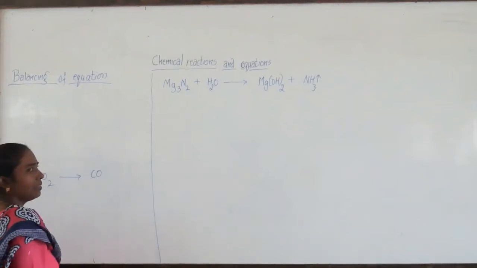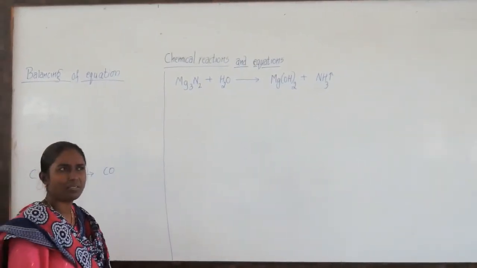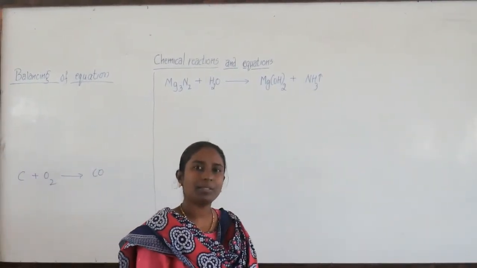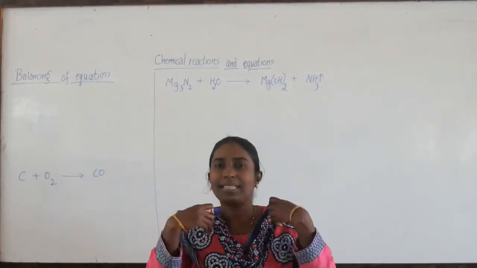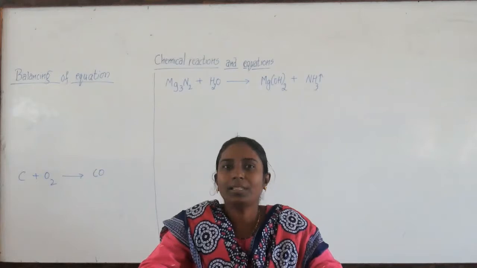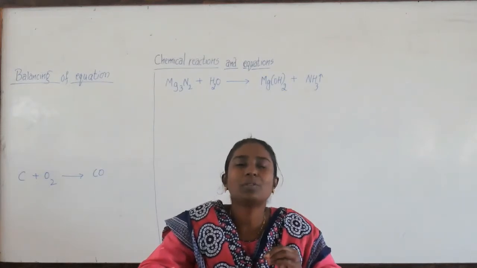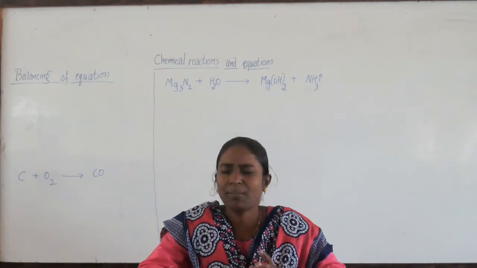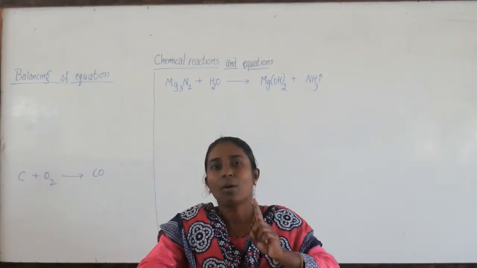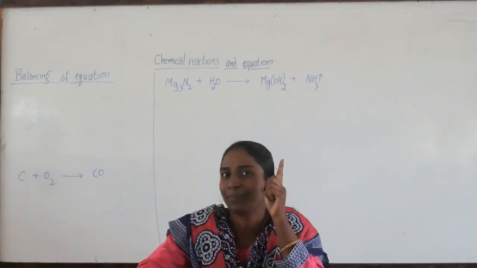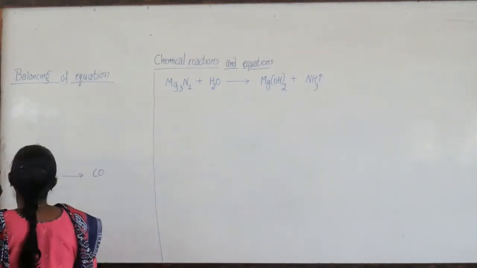Now how to balance the equation? The moment we say how to balance the equation, it sounds very difficult. No, it is one of the easiest things you can do, children. The only thing is, know the basic rules of balancing the equation. Very basic rules. So what are the basic rules? First, always balance the metals first.